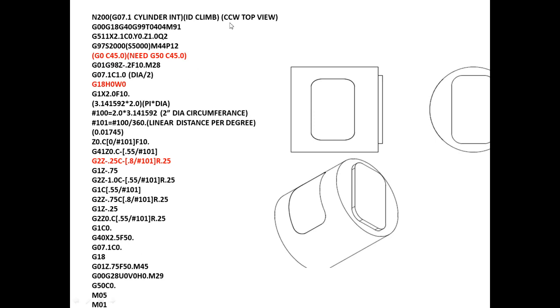So this example is from the tool point of view. Basically, it's all top view. Your main spindle is on the left-hand side, your tool comes in, and your tool travels counterclockwise this way. That's the example of this program.